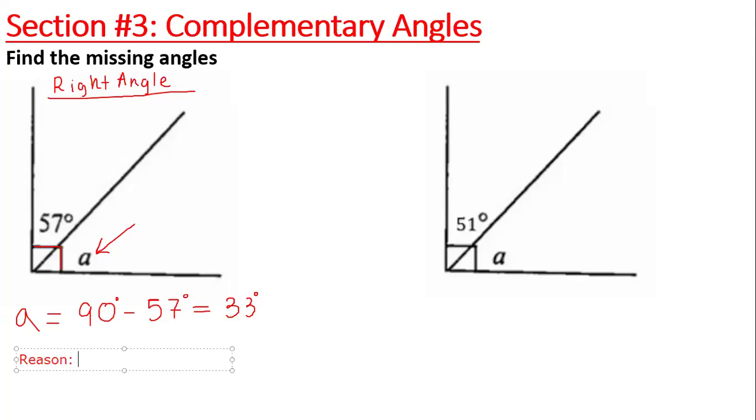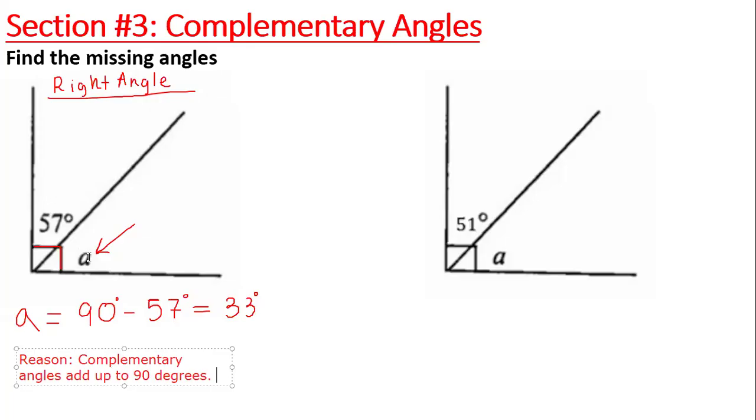It's a complementary angle. So complementary angles add up to 90 degrees. So 57 and 33 are complementary angles because they add up to 90 degrees.